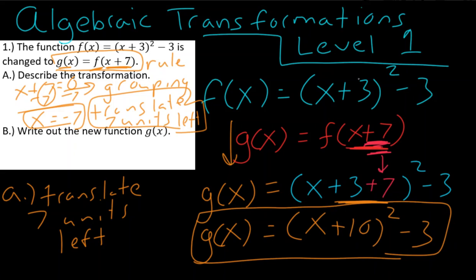Alright, let's move on to our second example. Okay, here the function f of x equals x plus 4 cubed plus 5 is changed to h of x equals f of x plus 8. Now, notice here that we can take a look at our rule. It has an h of x and an f of x. So let's really establish that that is the rule.